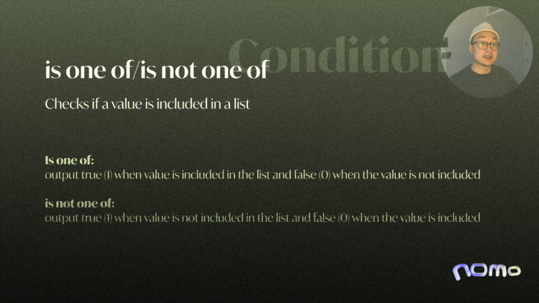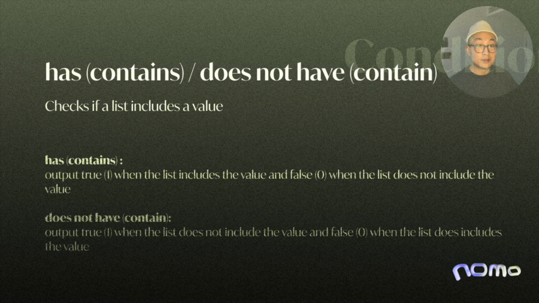Next up, it's one-off, it's not one-off. This condition checks if a value is included in a list, which is the data type that we just learned. So it will output true if the value is included in a list, a collection of data records, and it will output false if the value is not included in the list. It's not one-off, it's the reverse. It will output true when the value is not included in the list, and it will output false if the value is included.